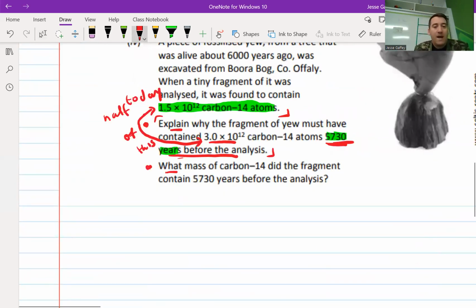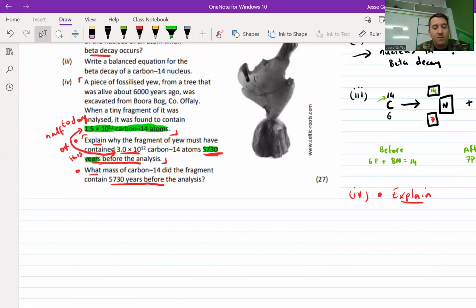All right, what mass of carbon did the fragment contain 5,730 years before the analysis? Okay, what mass of the carbon? So this is the second bullet point here, and you're trying to find the mass of carbon, 5,730 years ago. Pause the video and work that out now. Okay, the answer that you should have got here is 7 times 10 to the minus 11 grams. If you got that right, well done.